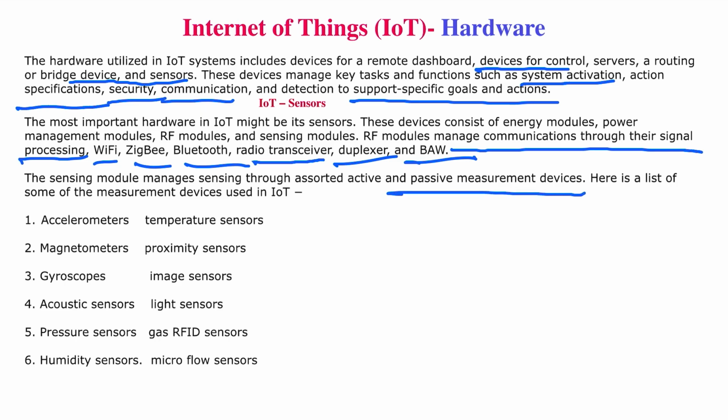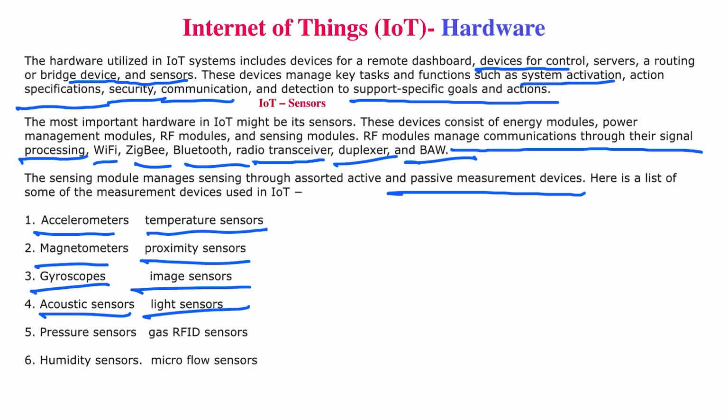These devices include, most of the devices are in our smartphone also, like accelerometers. This is used for temperature sensors. Magnetometers, proximity sensors. This is for direction. It's already available in our smartphone now. Gyroscopes, image sensor, acoustic sensor. These are used for light sensors. Pressure sensor. This is gas RFID sensor. Humidity sensor, microflow sensors.